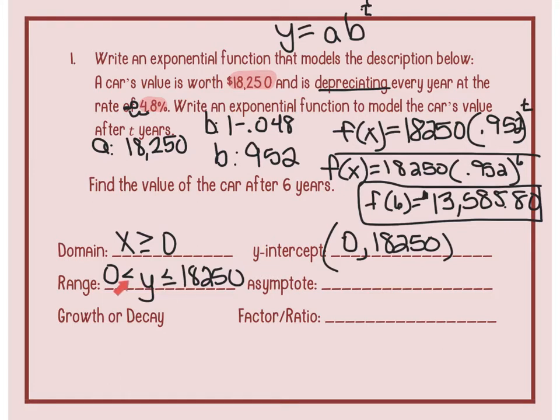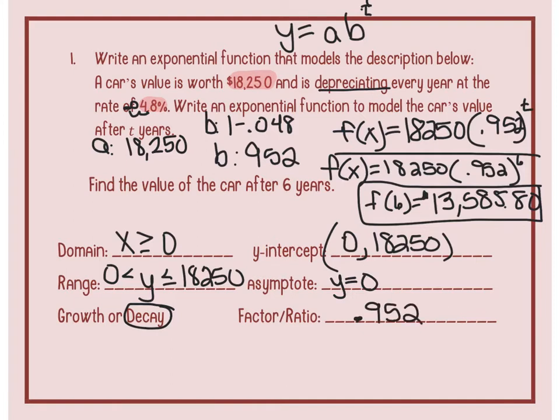Okay, so we're only working on the first quadrant here, and this is lowest amount and highest amount, but it can be 18,250. What's the asymptote? Well, the asymptote is y equals 0. Remember, it's never going to get to y equals 0. Even in 100 years, the car's not worth 0. Okay? Growth or decay? Well, this was a decay because the car was depreciating. What was the rate of decay? What was the decay factor? 0.952. That number is going to come from after you do the 1 plus or minus.